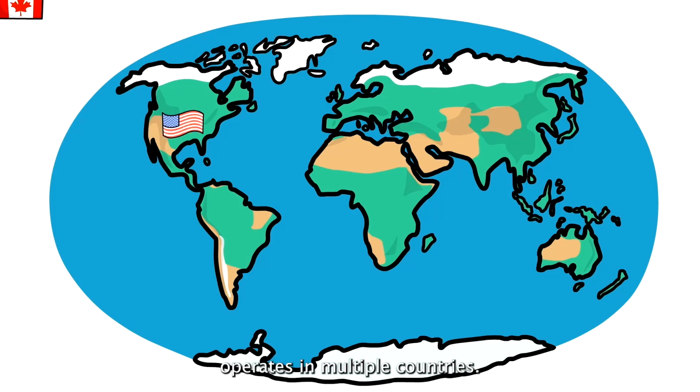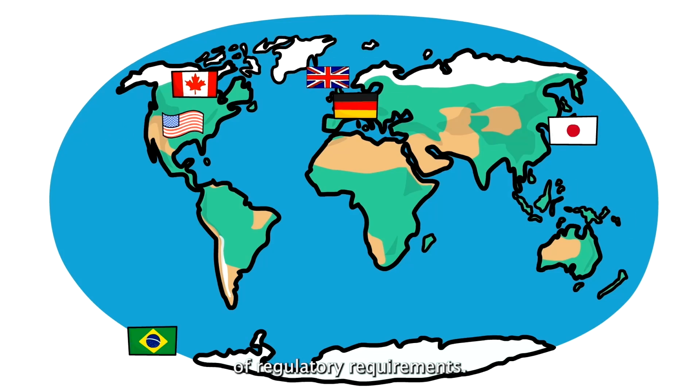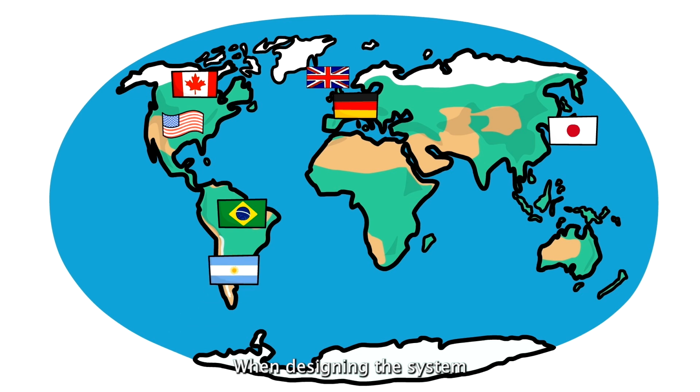Imagine your organization operates in multiple countries. Each country has its own set of regulatory requirements. When designing the system for such an environment, you must ensure that data is isolated and cannot be accessed by users from the other countries. For example, users from Japan should not be able to see Canadian data, and vice versa. This separation is critical to ensure compliance.